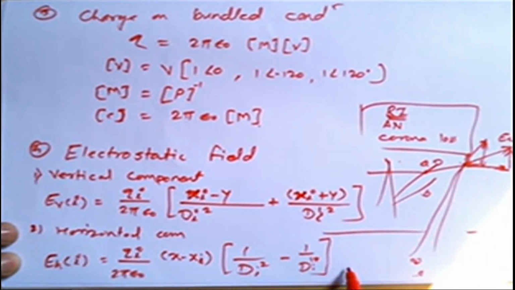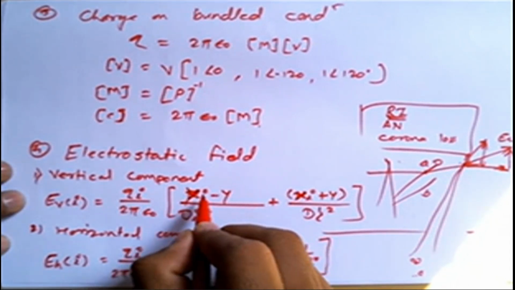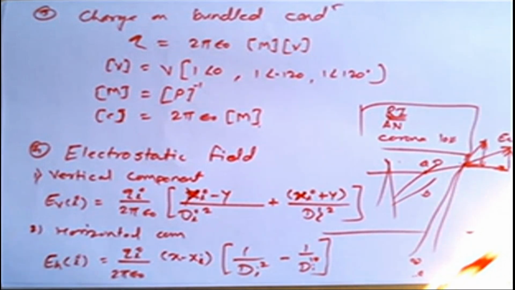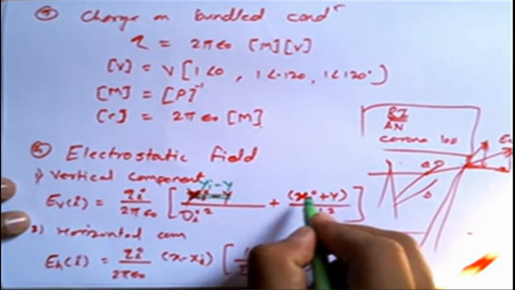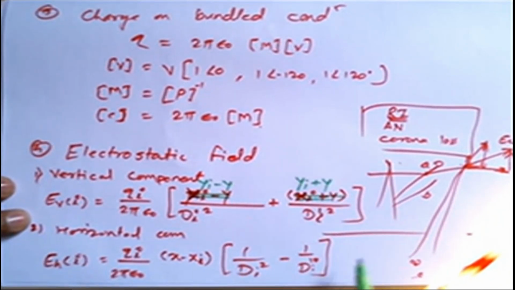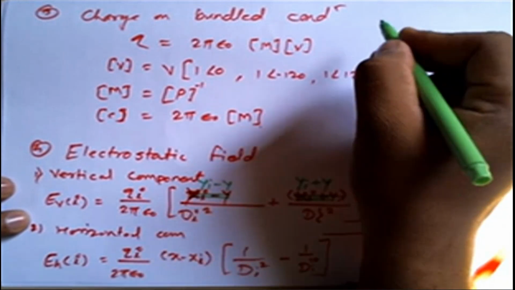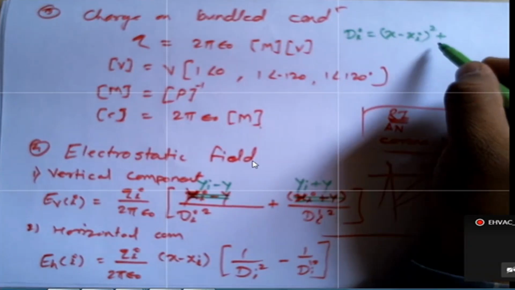And how to calculate di? Di is x minus xi whole square plus y minus yi whole square. Sorry, here it should be yi, not hi. yi minus y, and here it should be yi plus y. So finally, this di will be equal to what?